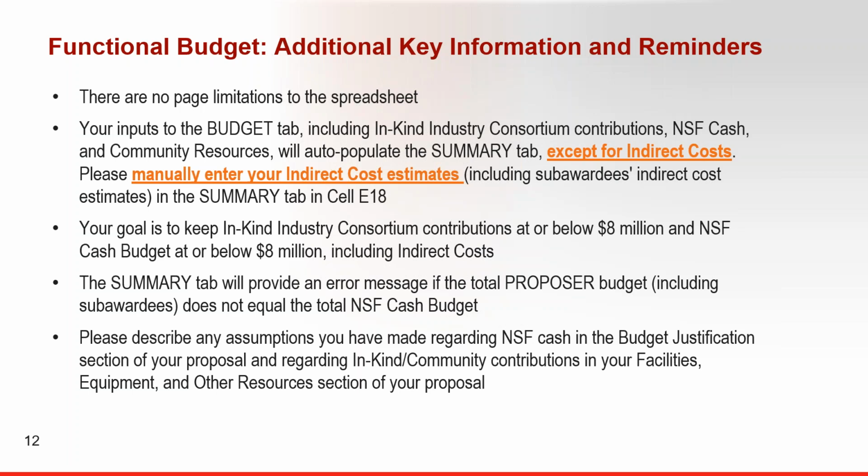The summary tab totals will turn red if you have exceeded those limits. Also, the summary tab will provide an error message if the total proposer budget does not equal the total NSF cash budget. Please describe any assumptions you have made about industry consortium contributions and community resources in your facilities, equipment, and other resources section of your proposal.